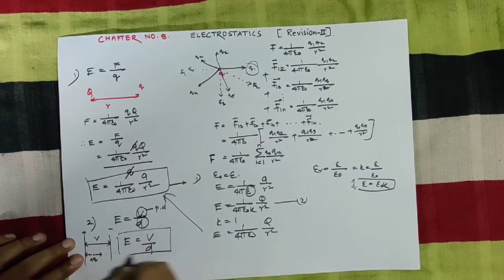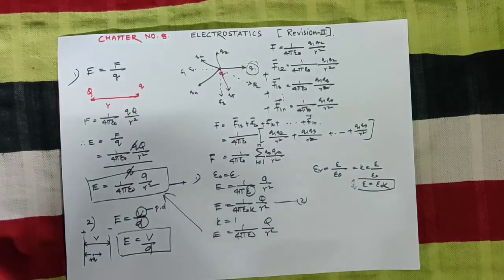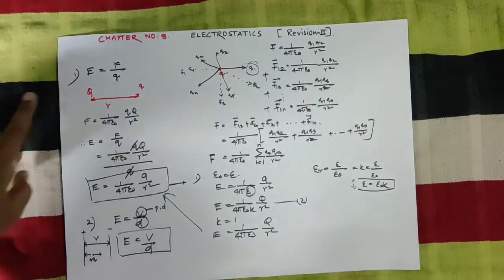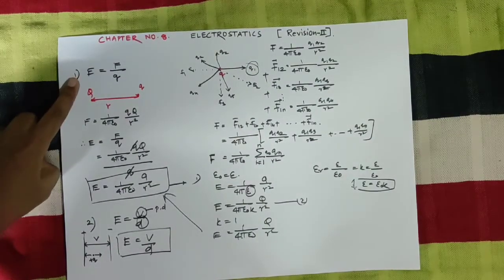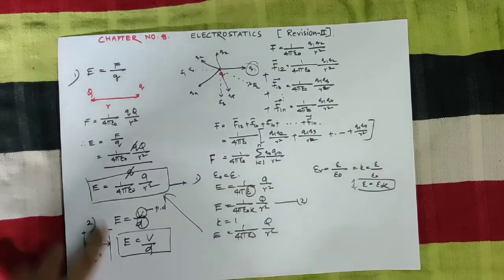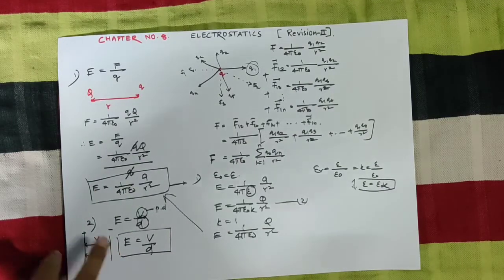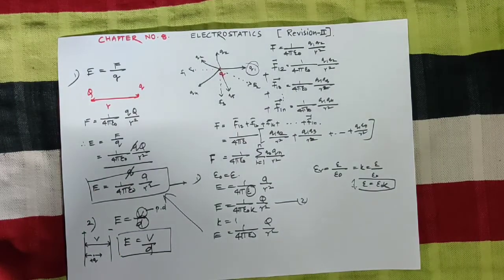This equation shows the practical way of the electric field. This equation shows a theoretical proof of the electric field, and this is called the practical way of the electric field. So there are two types of electric field. The first one is uniform electric field. What is uniform electric field? The definition is, a uniform electric field is a field whose magnitude and direction is the same at all points.